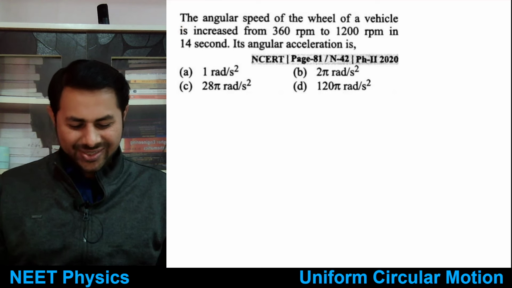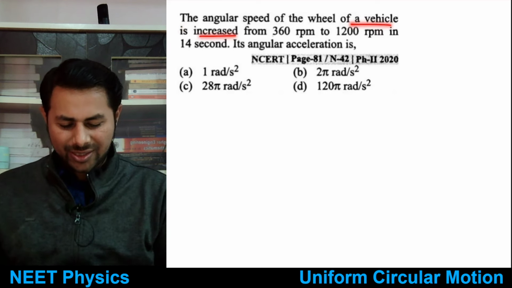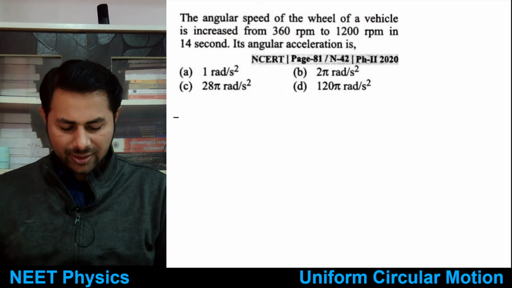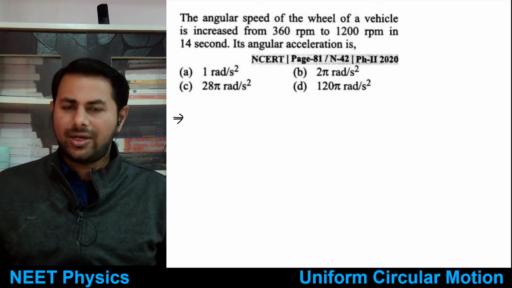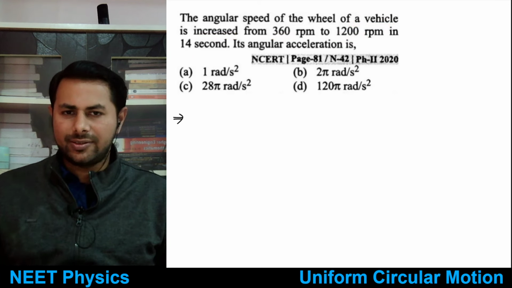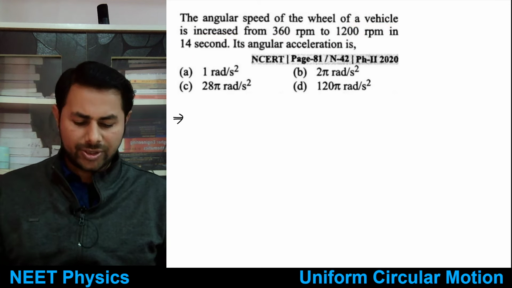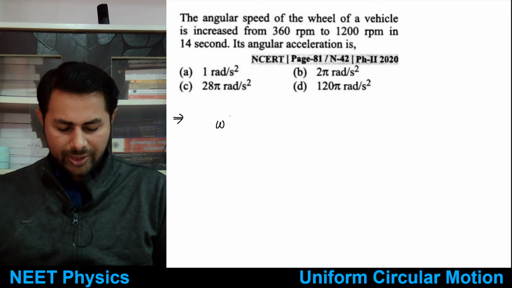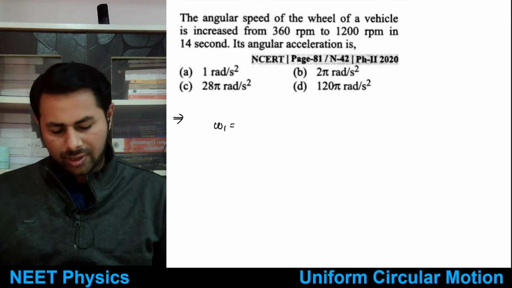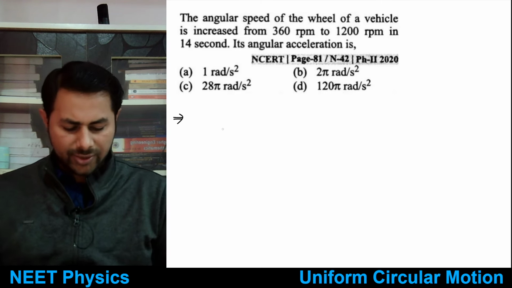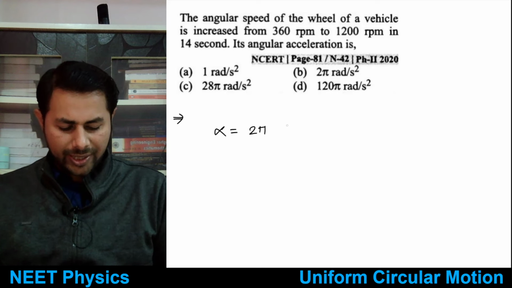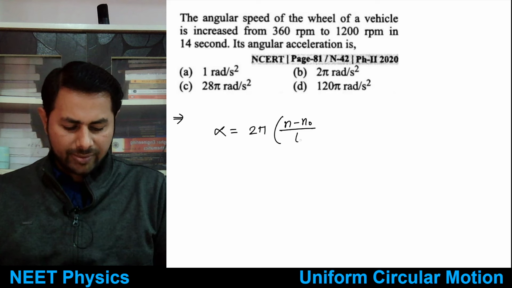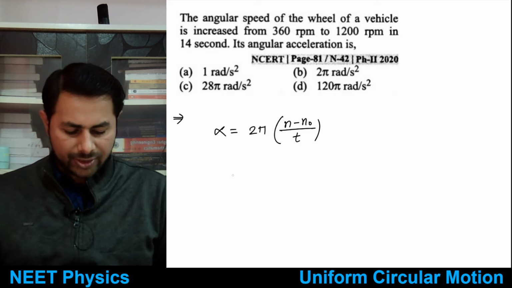The angular speed of a wheel of a vehicle is increased from 360 rpm to 1200 rpm in 14 seconds. So what is angular acceleration? This is also a very simple question, same as the previous one. So alpha is equal to 2 pi (n minus n naught) divided by t. You can directly write down this formula.